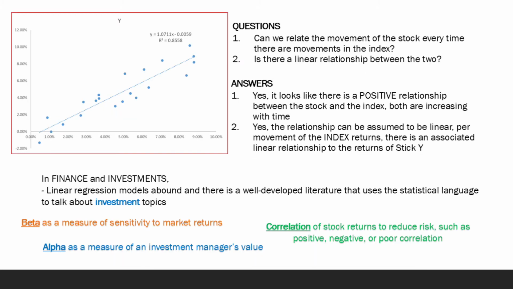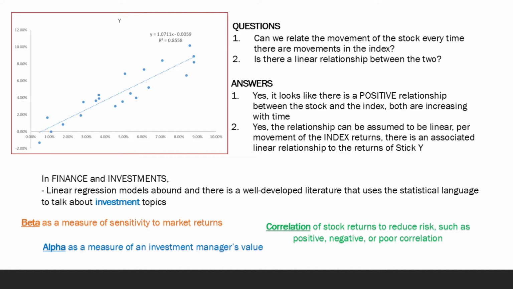So going back to the questions, to answer question number one, we say yes, it looks like there is a positive relationship between the stock and the index, and both are increasing with time. And to answer number two, yes, the relationship can be assumed to be linear. Per movement of the index returns, there is an associated linear relationship to the returns of stock Y.